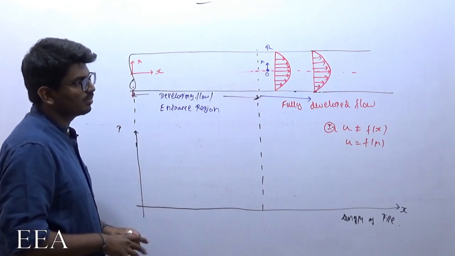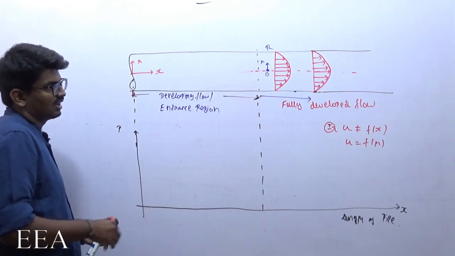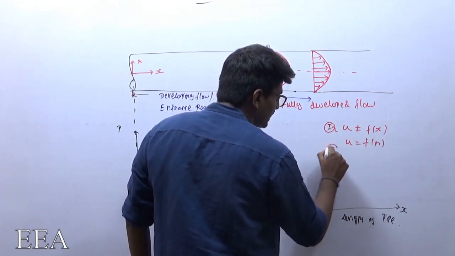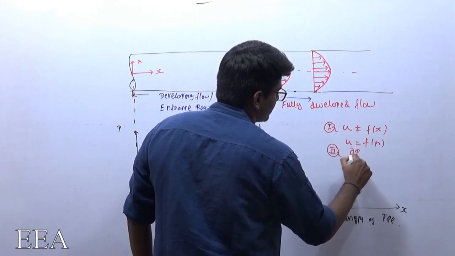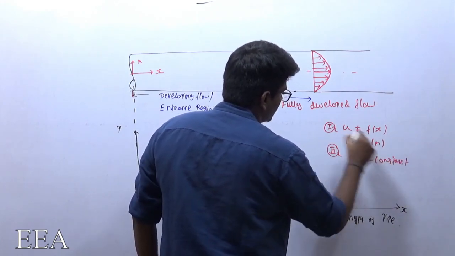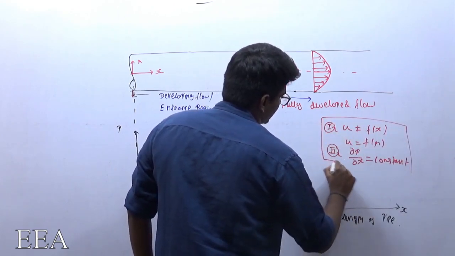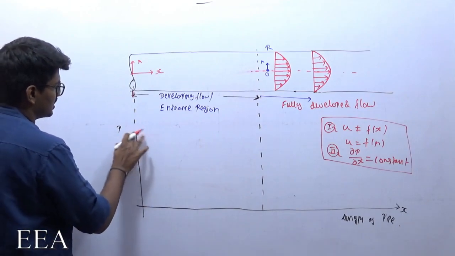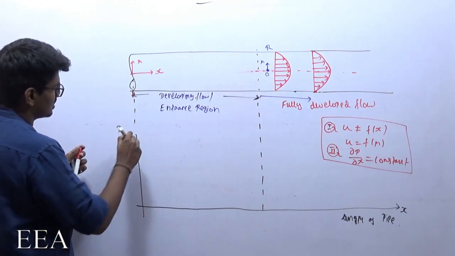There is going to be a drop in the pressure in the fully developed region, that is correct, but the pressure gradient has to be constant. The drop in pressure has to be constant. What does that actually mean? Let me just plot it. If I plot it, you will understand.